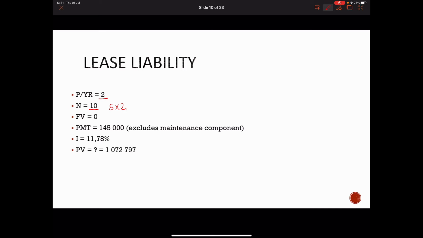The payment is the 145,000 because it excludes the maintenance component. So this is done just like we did in the interest rate implicit. The I is the interest rate implicit, and you get a PV of 1,072,797.